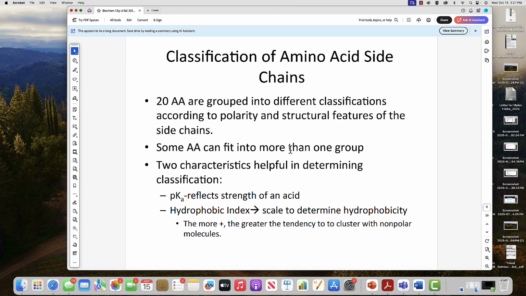Now, remember we talked about the pKa of an acid, right? There are two characteristics that are helpful in determining the classification of amino acids. One is the pKa, which reflects the strength of an acid, but also the hydrophobic index. And that is a scale that determines hydrophobicity. The more positive, the greater the tendency to cluster with a non-polar molecule, okay?